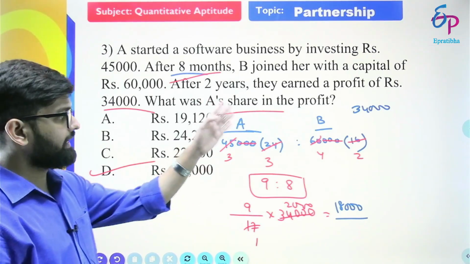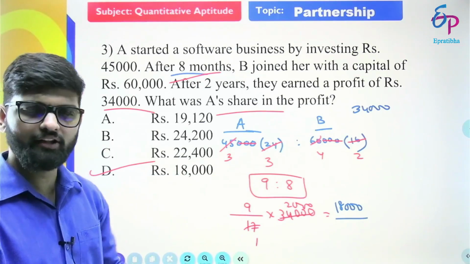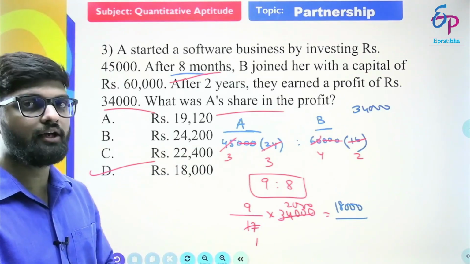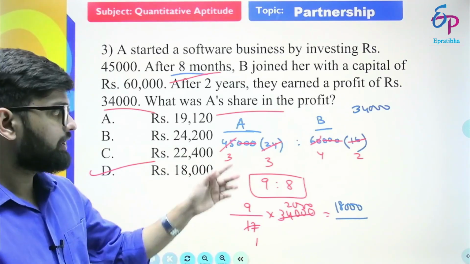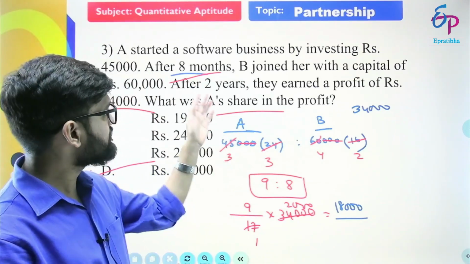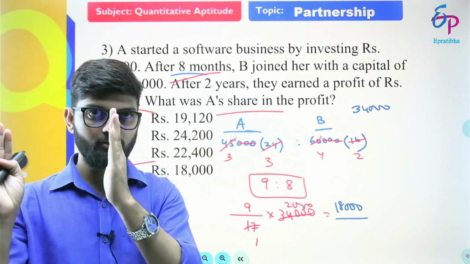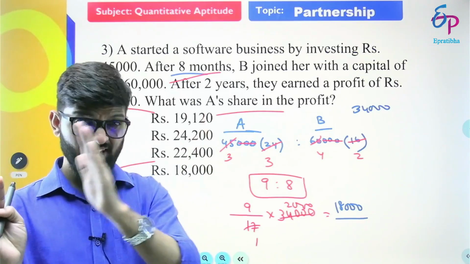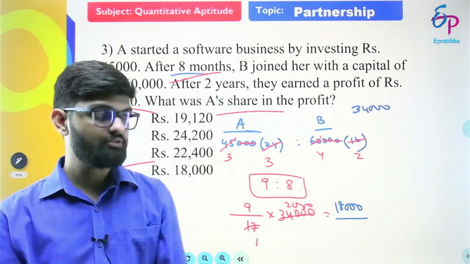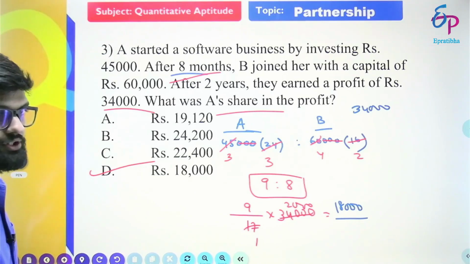So this is A's value, 45,000 into 24. They have not given anything about A's stay. That means A will be there from the starting to the ending when they calculate the profits as well. B is missing the first 8 months, right? He joined after 8 months. So if the total time period is 24 months, he's not there for these 8 months, and the remaining part is 16 months only. So 18,000 is the answer for this question.